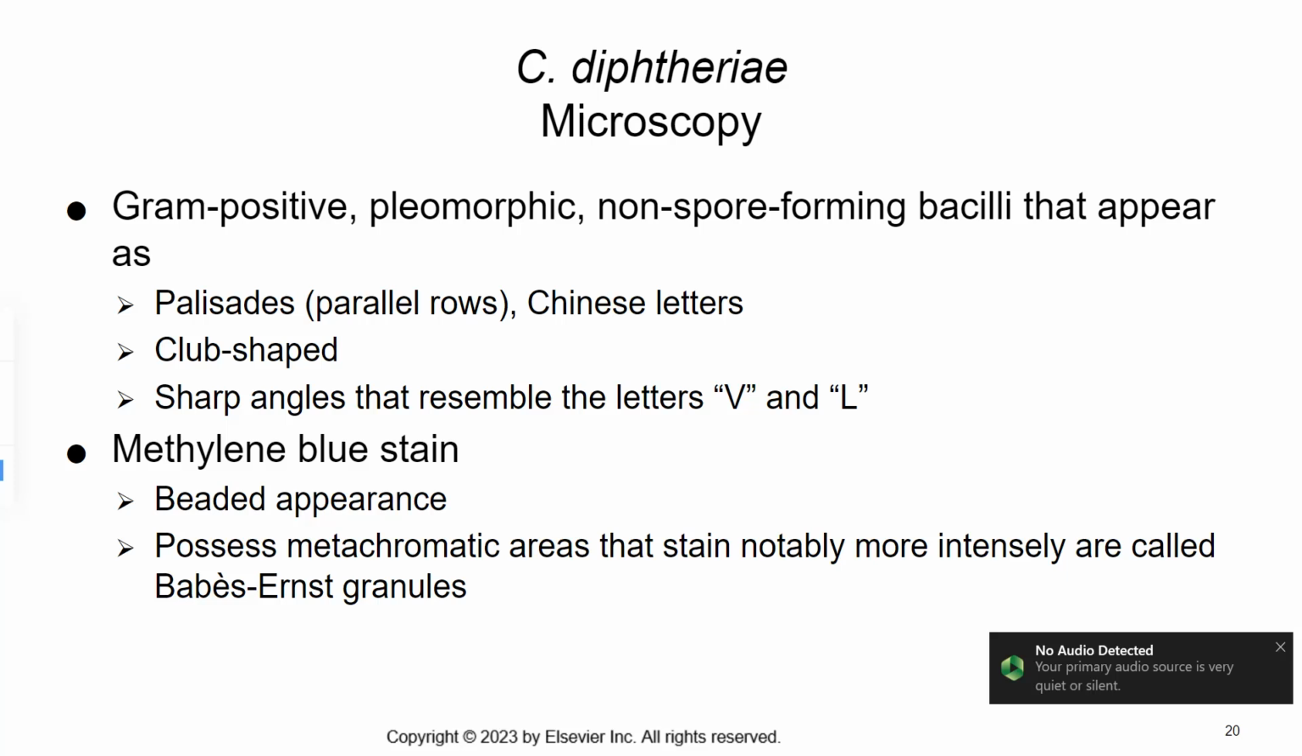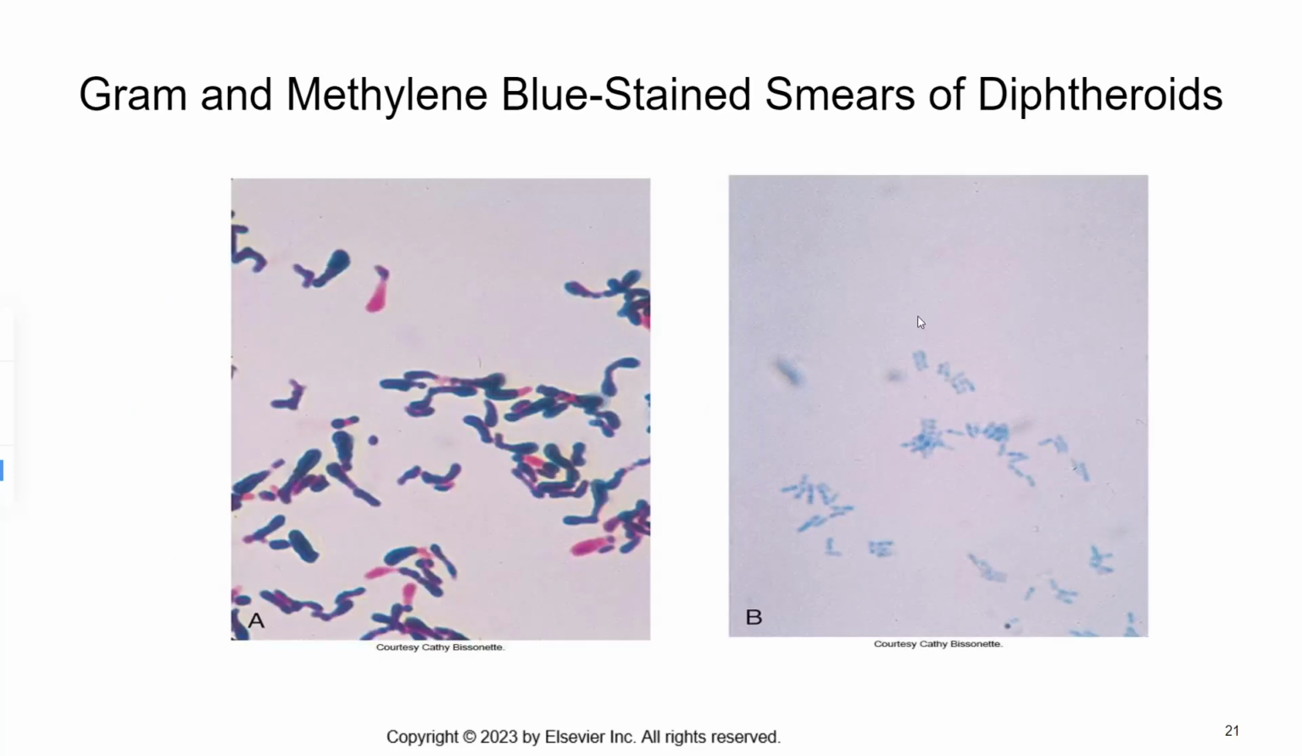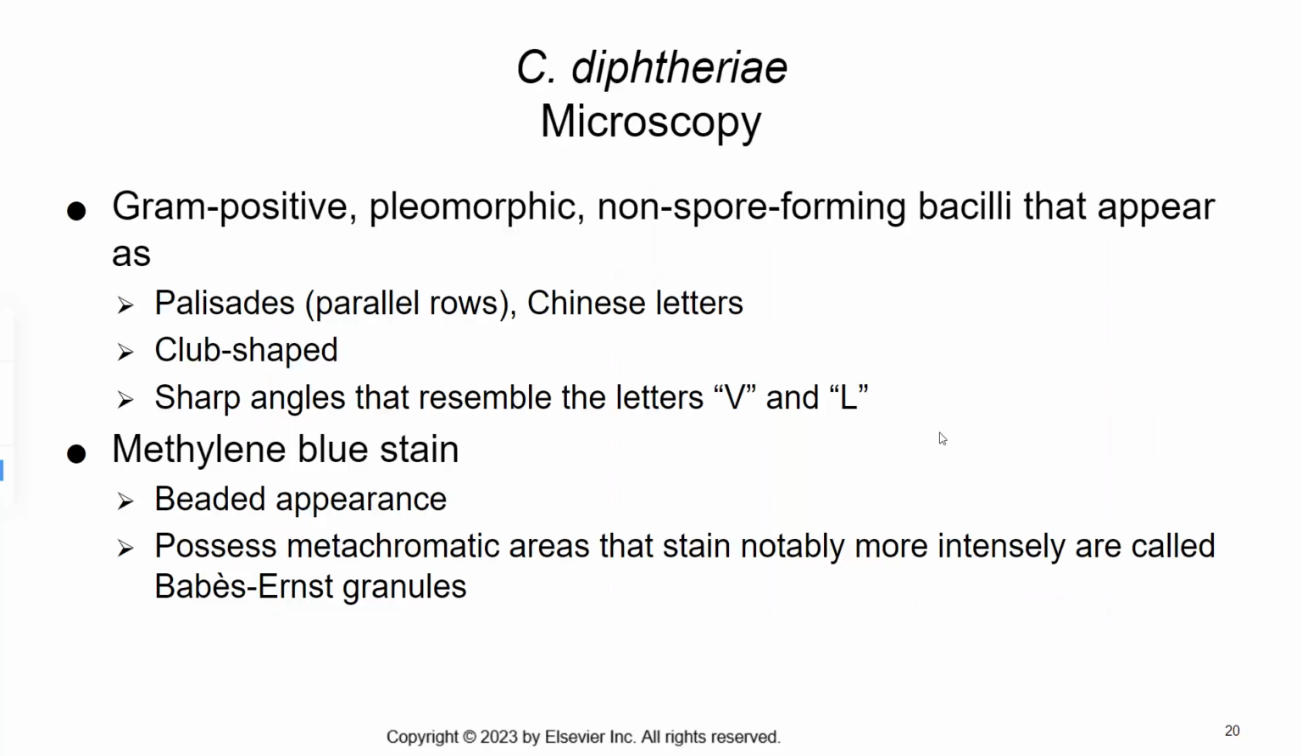Microscopy: gram-positive, pleomorphic, non-spore-forming bacilli that appear as palisades or parallel rows, sometimes referred to as Chinese letters. Looking at this picture, you can see a bunch of parallel rows, and sometimes they are at an angle from one another. Club-shaped, with sharp angles that resemble the letters V and L. With methylene blue stain, there is a beaded appearance; it possesses metachromatic areas that stain notably more intensely, called Babes-Ernst granules.